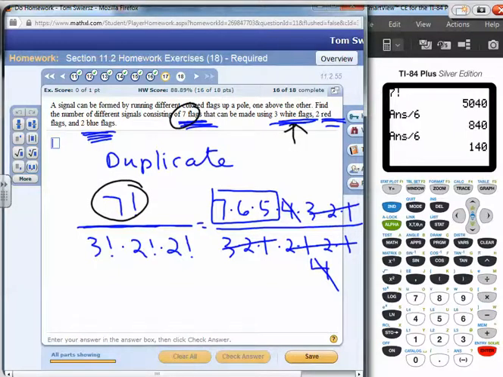So again, duplicate objects, you take the total number, factorial in the numerator, and then the factorial for each of the duplicates. So 3 factorial for the white flags, 2 factorial for the red flags, and another 2 factorial for the blue flags. We divide, I wrote them all out, canceled, and we were left with, after reducing, 7 times 6 times 5, which is 210.